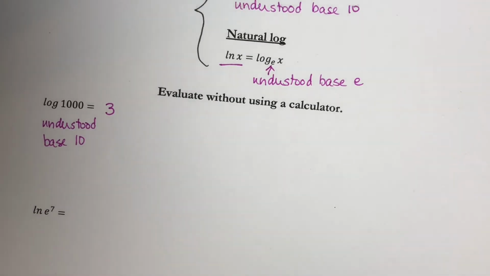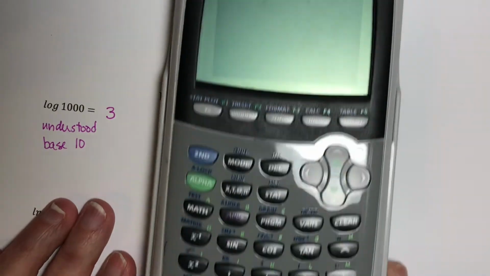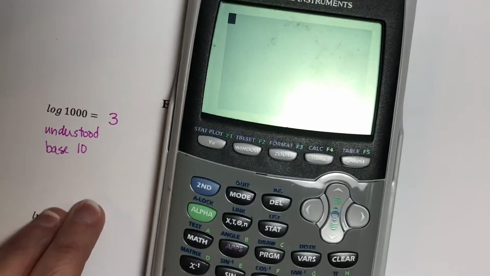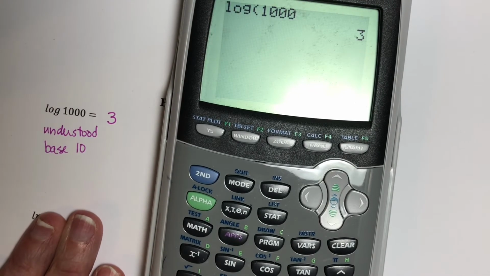One more. Graphing calculator. This is the TI-84. Your log and your natural log buttons are here. If I just hit log 1,000 and enter, it tells me my answer is 3.